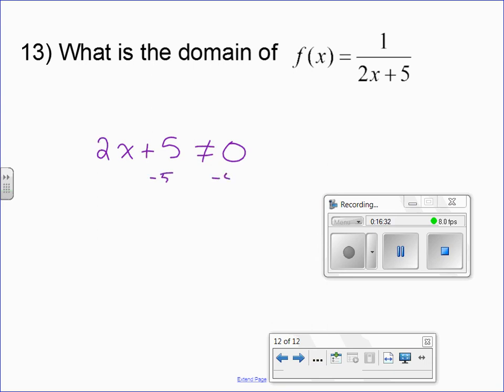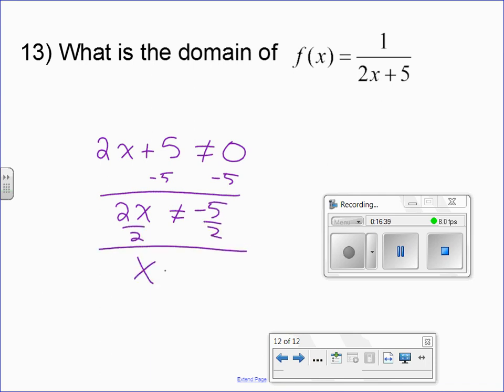Did you already figure it out, Logan? Negative 2.5. So I divide by 2, and I figure out that x can be any real number in the world except negative 5 over 2, or if you like decimals, negative 2.5. So here's how I would write that. My domain is negative infinity to infinity, except x can never be negative 2.5.